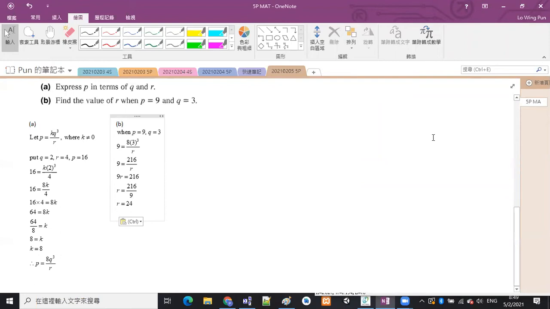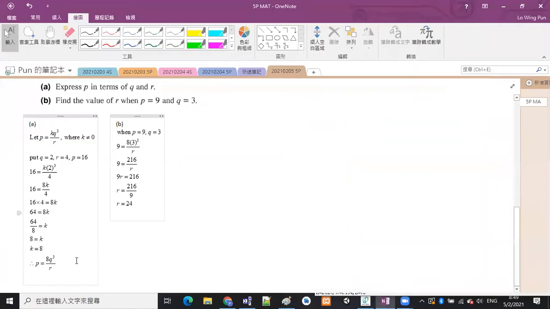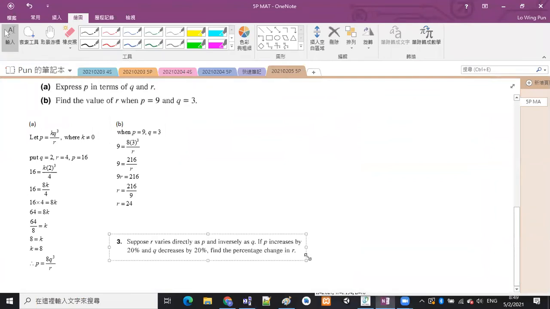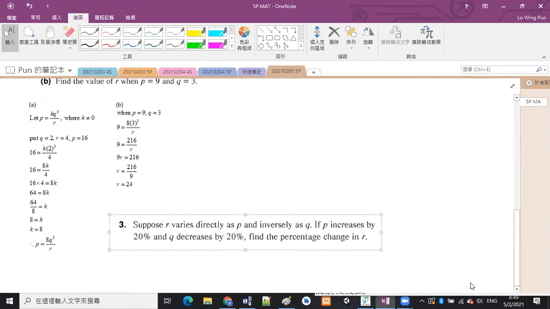Then question number 3. Question number 3 is about percentage change. Suppose R varies directly as P and inversely as Q. So we just highlight this first. R varies directly as P and inversely as Q.